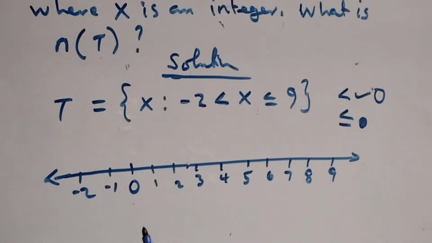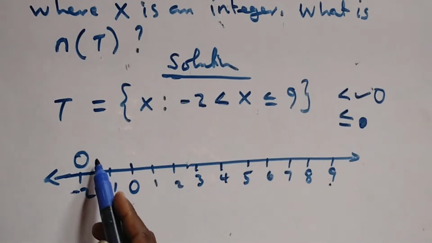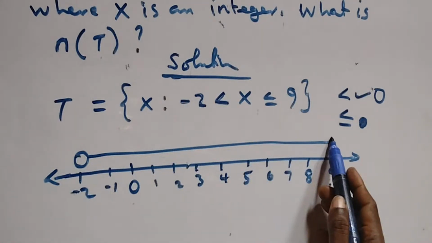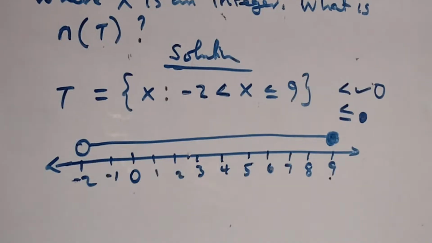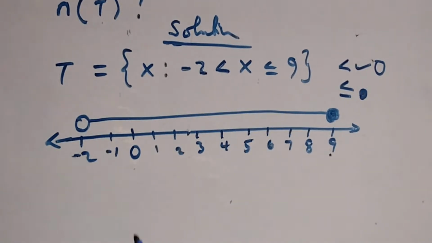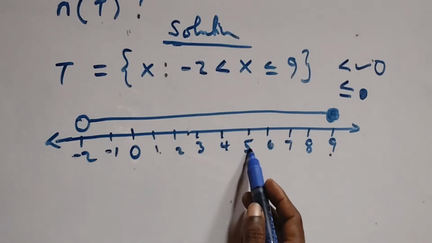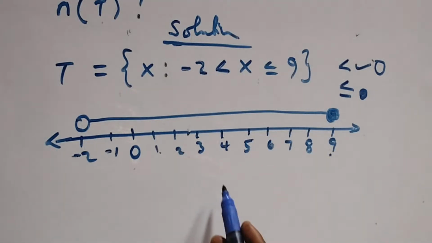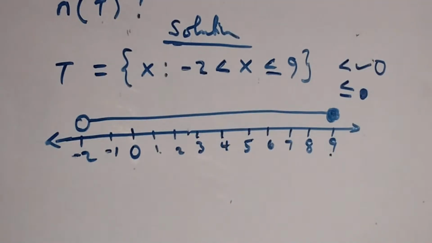So now, it means -2 is not part. We are going to start counting within the range of -2 to 9. That's what we are counting. But here, -2 is not part. Then we move to 9, but 9 is part. So the elements now start from -1, 0, 1, 2, 3, 4, 5, 6, 7, 8, 9. Why is 9 part? Because it has less than or equals to.